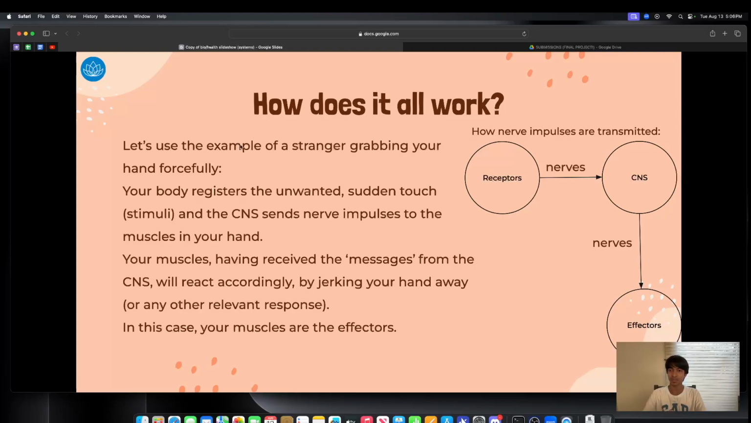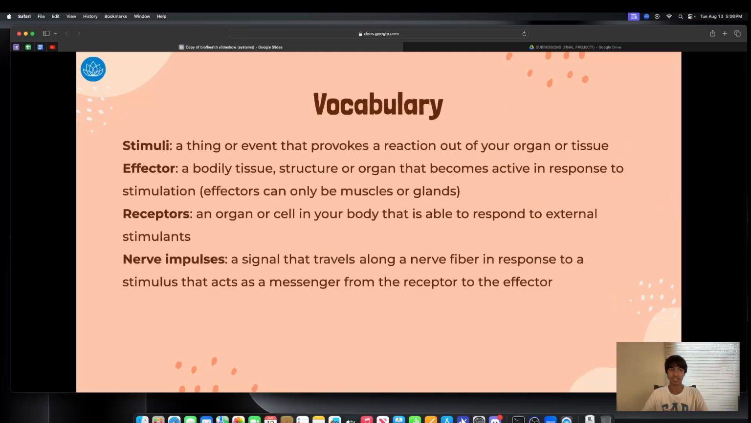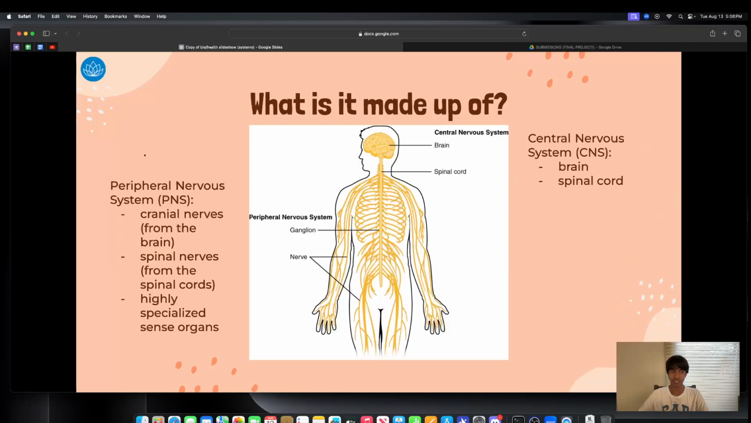So first, something is received, then it goes to the CNS, and then it has an effect from your nerves, from the motors, right? So here is your vocabulary. A stimulus is a thing or event that provokes a reaction out of your organ or tissue. An effector is a bodily tissue, structure, or organ that becomes active in response to stimulation, and effectors can only be muscles or glands. A receptor is an organ or cell in your body that is able to respond to external stimulants. A nerve impulse is a signal that travels along a nerve fiber in response to a stimulus, acting as a messenger from the receptor to the effector.